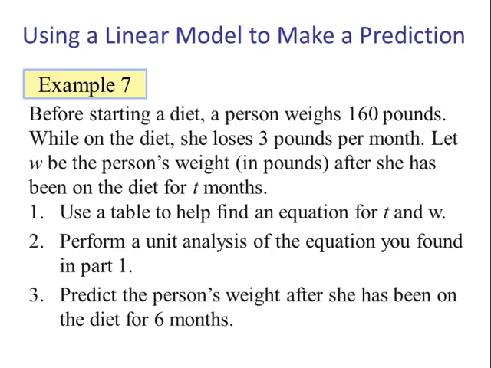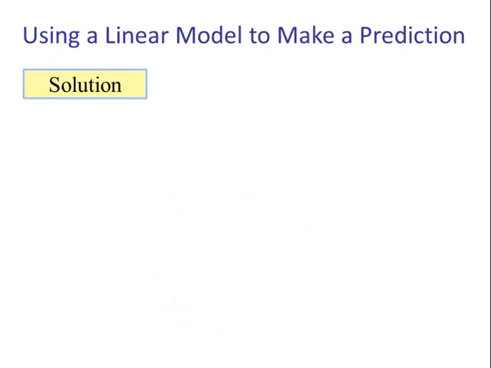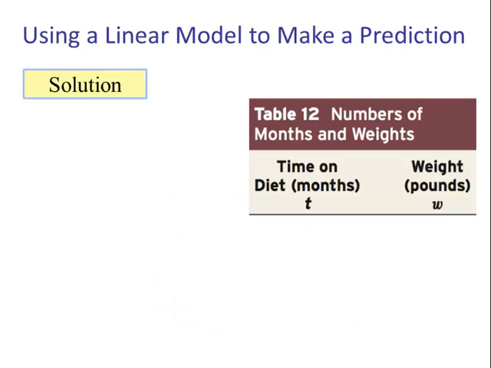Okay, I think the first thing that we need to do here is to identify the independent and dependent variables. So weight depends upon how long she's been on the diet. That means W depends upon T. T is our independent variable, time, and W, weight, which is measured in pounds, is our dependent variable. W depends upon T.